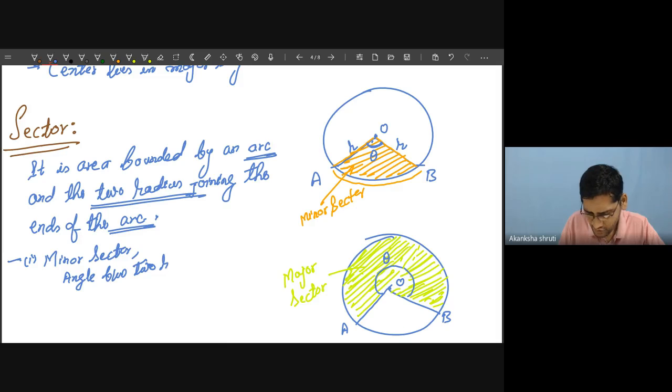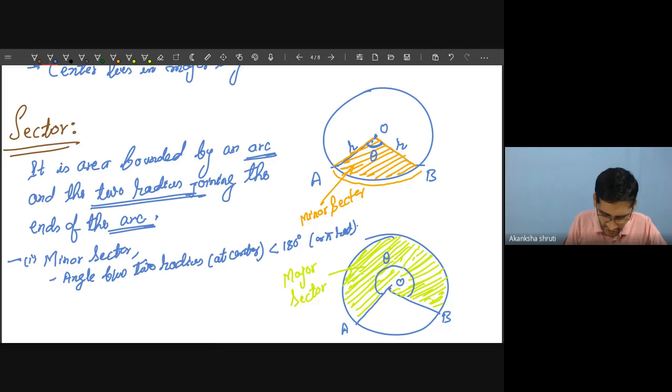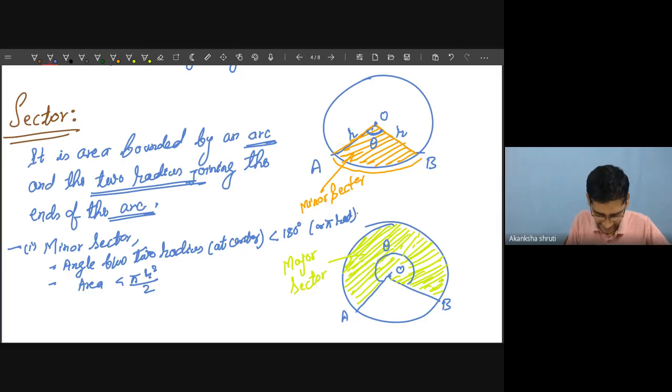Where the angle between two radii is formed, students, it is always formed at the center, and it is less than 180 degrees, also written as pi radian. Also for the minor arc, the area is less than pi r square by 2. Another one is called the major.